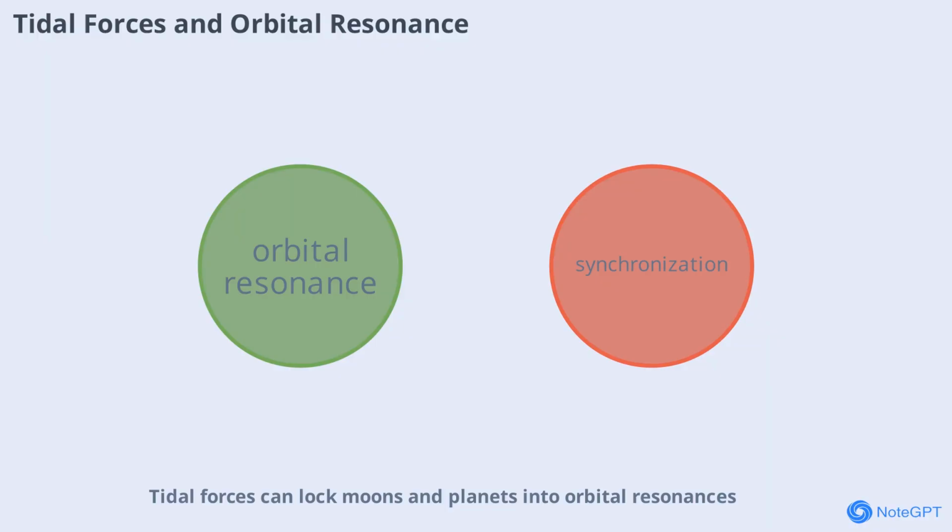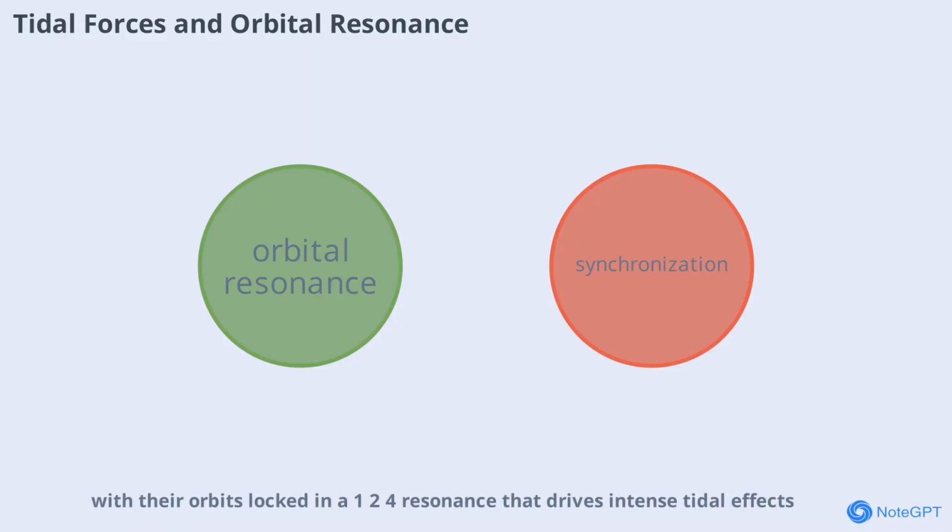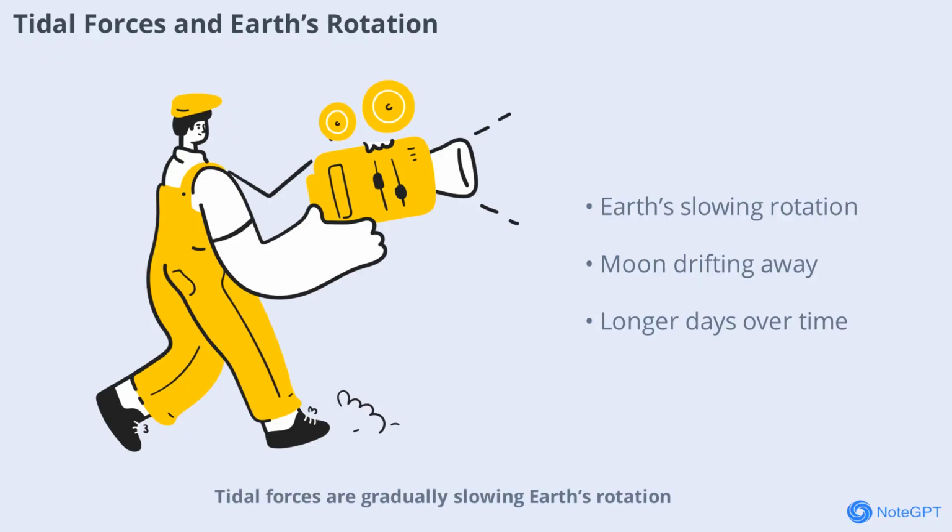Tidal forces can lock moons and planets into orbital resonances where their orbits are synchronized in simple ratios. This can enhance tidal heating and lead to complex gravitational interactions. The Galilean moons of Jupiter are a classic example, with their orbits locked in a 1-2-4 resonance that drives intense tidal effects. Tidal forces are gradually slowing Earth's rotation.